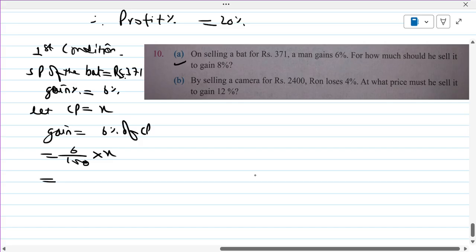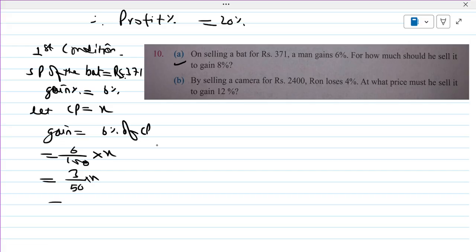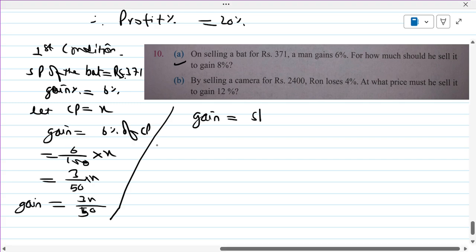By 2 it cuts, sorry, I made a mistake. By 2 it cuts: 2 3s are 6, 2 50s are 100. So we get 3X by 50 as gain. And once we find gain, now we go for solving the value of X by using the formula of gain. So gain is SP minus CP, and the gain we got is 3X divided by 50.